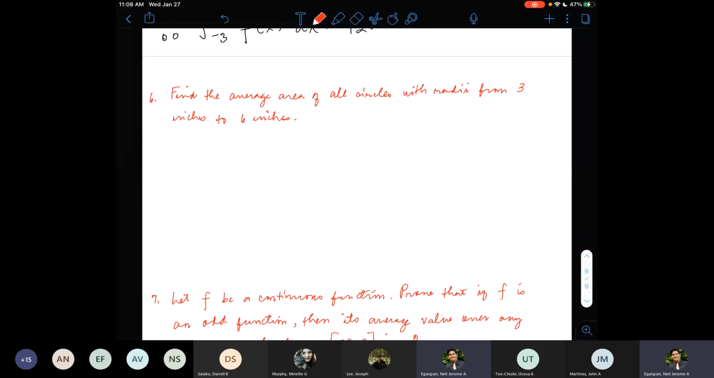Okay, let's see another one. Problem number 6, sort of a word problem. But here all we need to do is apply the idea of average values. So the problem is just disguised a little bit. Here we need to find the average area of all circles with radii from 3 to 6 inches. The problem here is a continuous one, because we want to compute the average area for circles with radii between 3 and 6 inches. It's not a discrete set of radius values, but it goes continuously from 3 to 6.